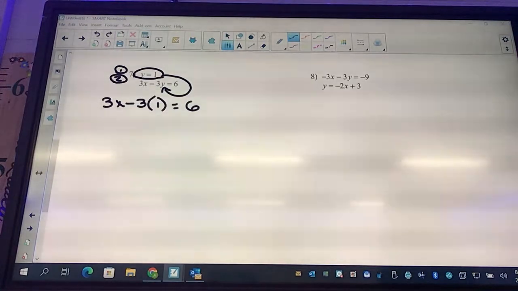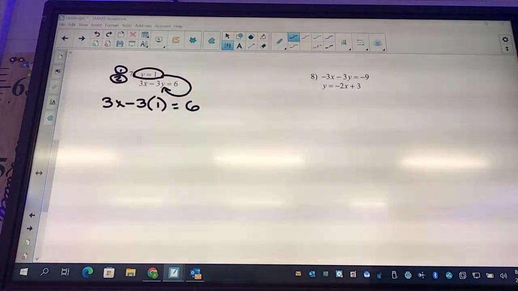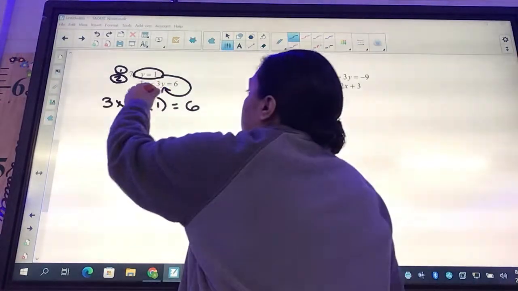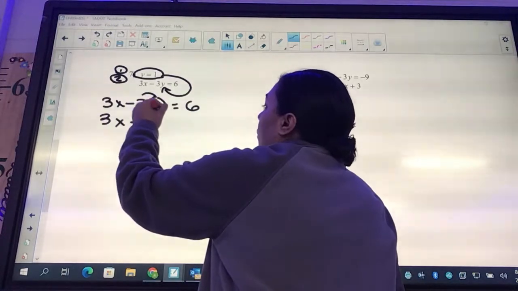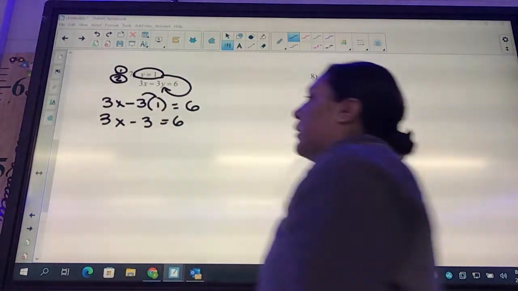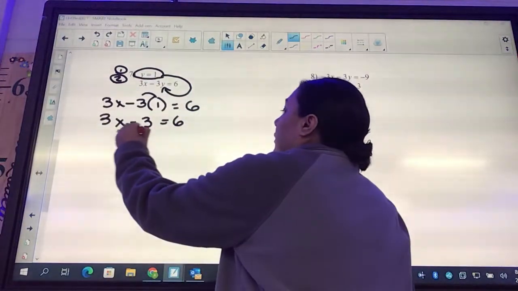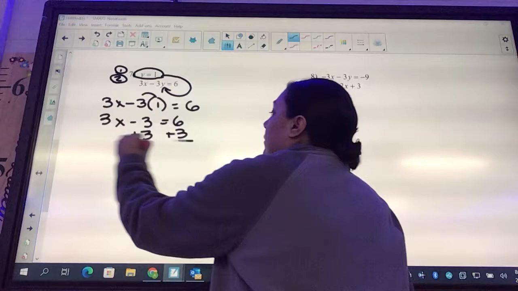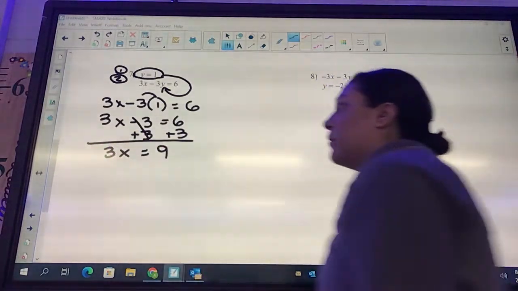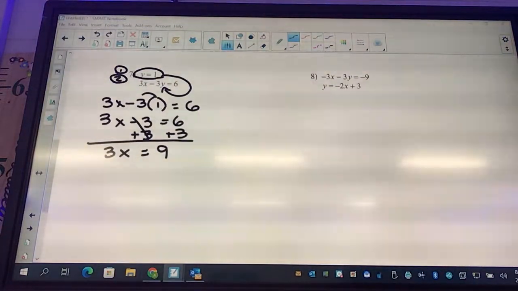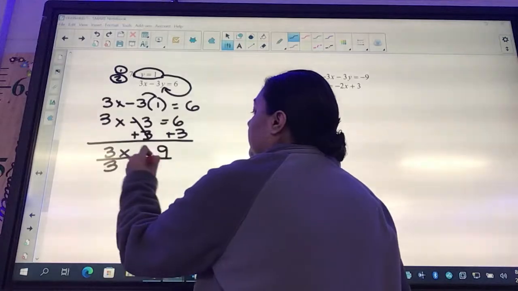Okay, now, normally your next step is to do what? Distribute. We can kind of distribute, so negative 3 times 1 is negative 3. Okay, and then you're going to add the 3 over. So you get 3x equals 9. And you're going to divide, and you're going to get x equals 3. Good.